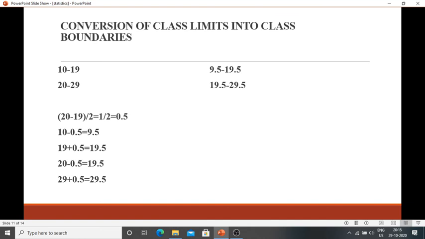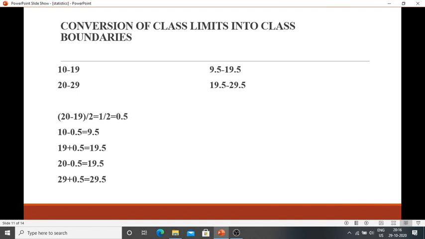Now, 19 is the upper class limit of the first class and 20 is the lower class limit of the next consecutive class. We will subtract 19 from 20. We will get 1. We will divide it by 2 and we will get 0.5. Now 0.5 becomes a constant and this value will be subtracted from each lower class limit of a given class and added to the upper class limit of a particular class. For example, in the class 10 to 19, we will subtract 0.5 from 10 and add 0.5 to 19. Then by subtracting 0.5 from 10, we will get 9.5 and by adding 0.5 to 19, we will get 19.5. So we have converted the class limit of 10 to 19 into class boundary of 9.5 to 19.5.